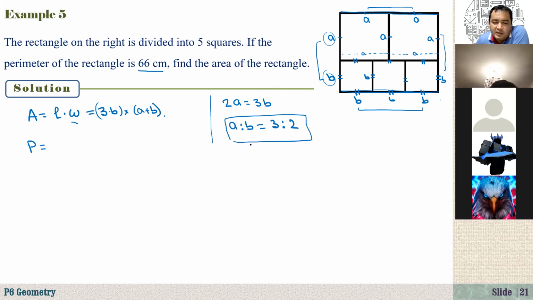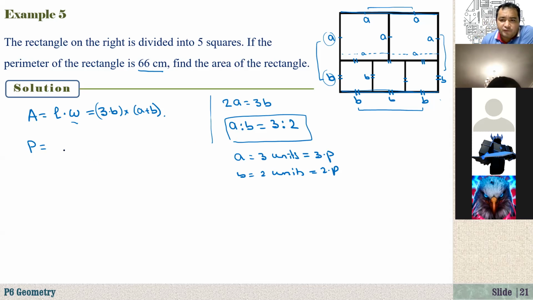What does it mean? It means that if a is 3 units, and b is 2 units, and simply 1 unit is just p, let's say a is 3 times p, and b is 2 times p. If I know p, I can find the value of a and b.